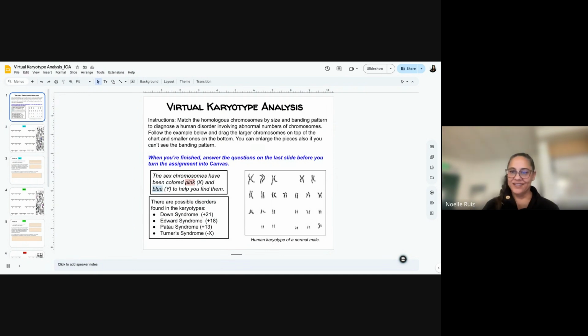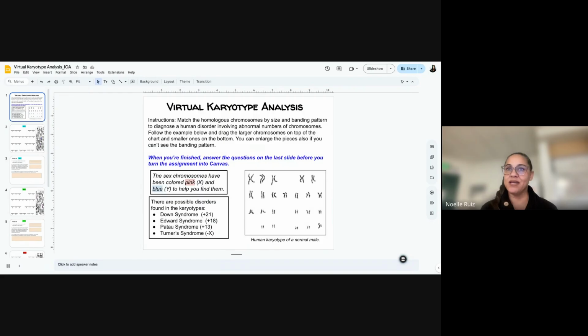Hi, everyone. This is going to be some direction for your virtual karyotype analysis. It is in the format of a presentation. Everybody should have their own copy, and you should be able to interact with your own presentation. So you should have learned what a karyotype is last week. It's this nice picture of all of your chromosomes lined up in homologous pairs, and you are going to figure out what it means when we don't have exactly 46 chromosomes.